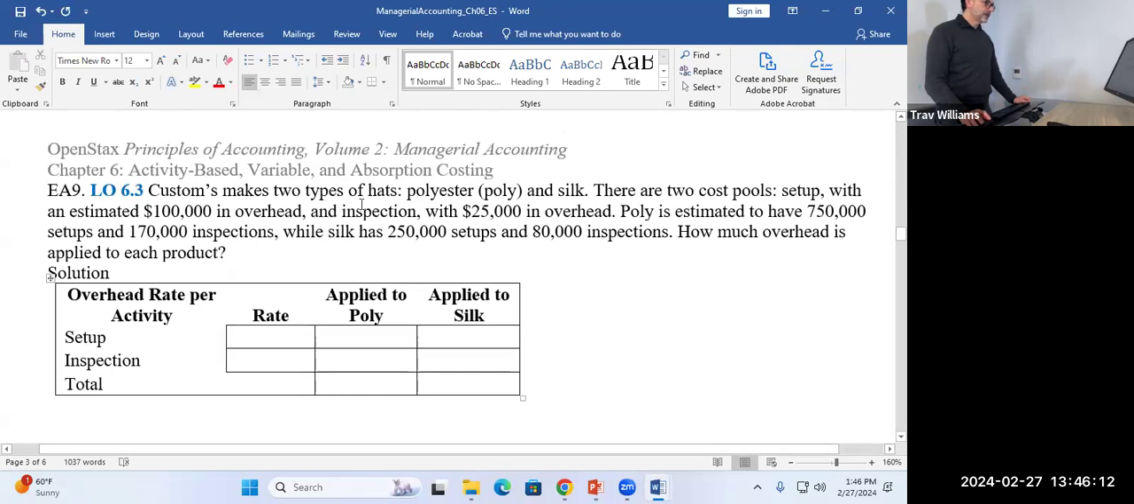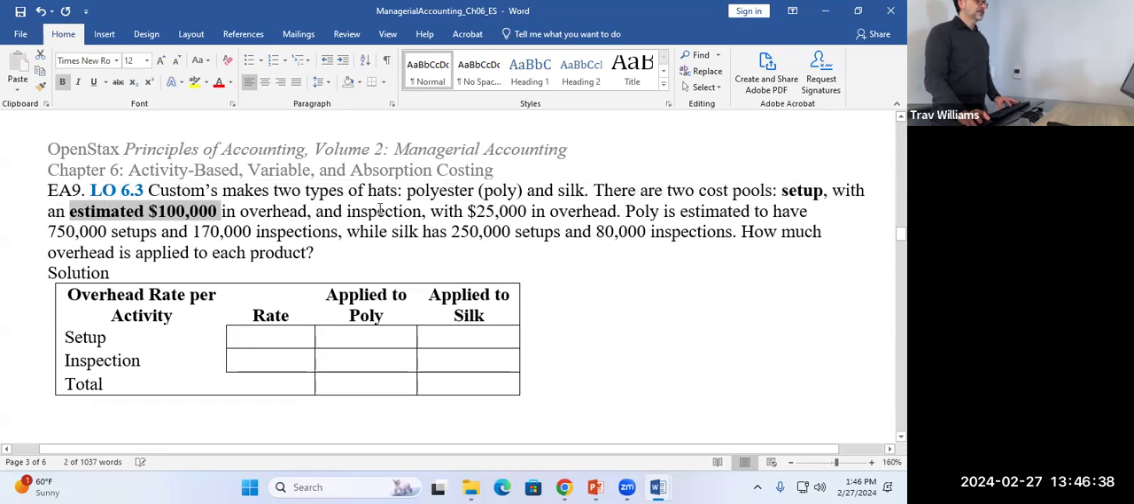Okay. This company has two products. They've got polyester hats, poly for short, and they have silk hats. They have two cost pools. There's a setup cost pool, and the estimated overhead associated with setting up their machines is $100,000. They also have an inspection pool, which is overhead associated with inspecting their products. And the estimated overhead is $25,000 in the inspection pool.